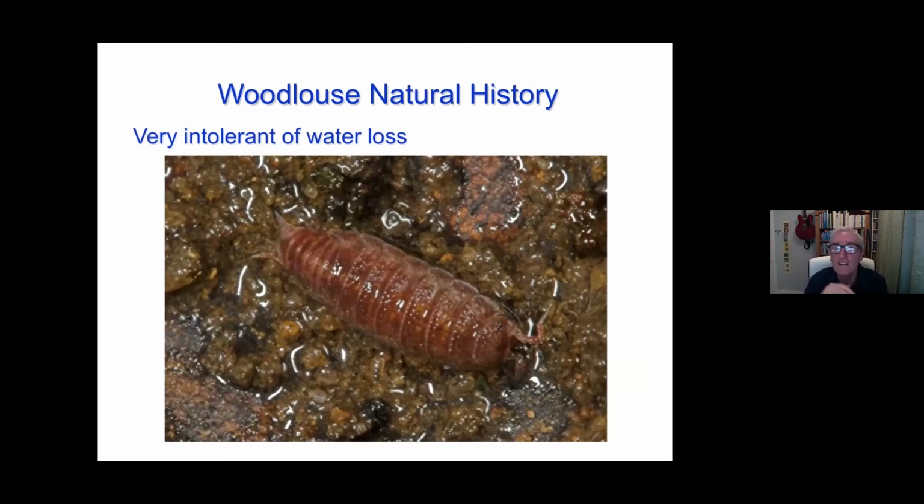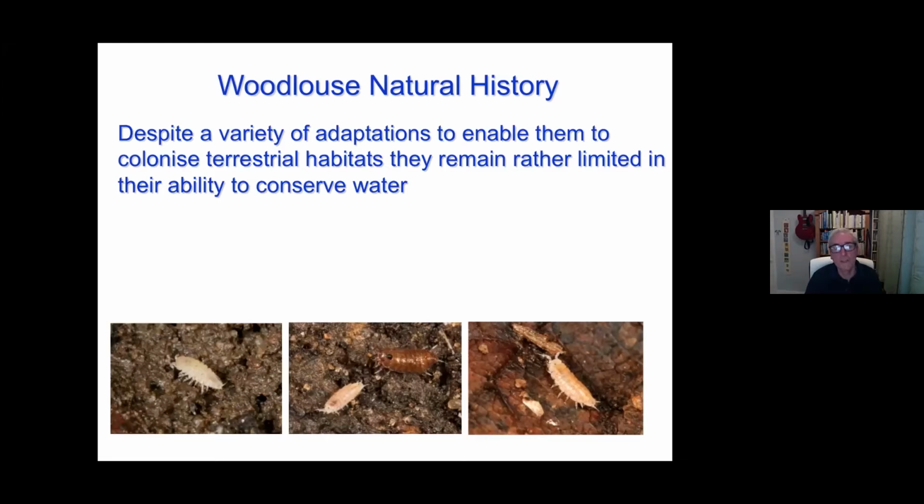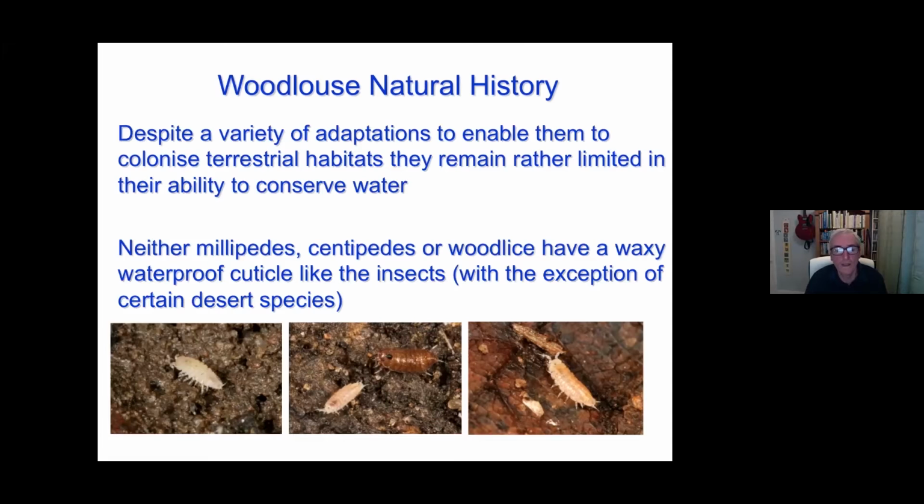Nonetheless, they are still very intolerant of water loss. I'm sort of suggesting they weren't great at osmoregulation. They're okay, but they really aren't good enough to stay away very long from moist environments. So walking across your lounge carpet, it's okay for a while, but before long, you'll find dead, dehydrated, desiccated woodlice rather than healthy ones. So many of them are quite tied to moist areas. So they are quite limited in their ability to conserve water.